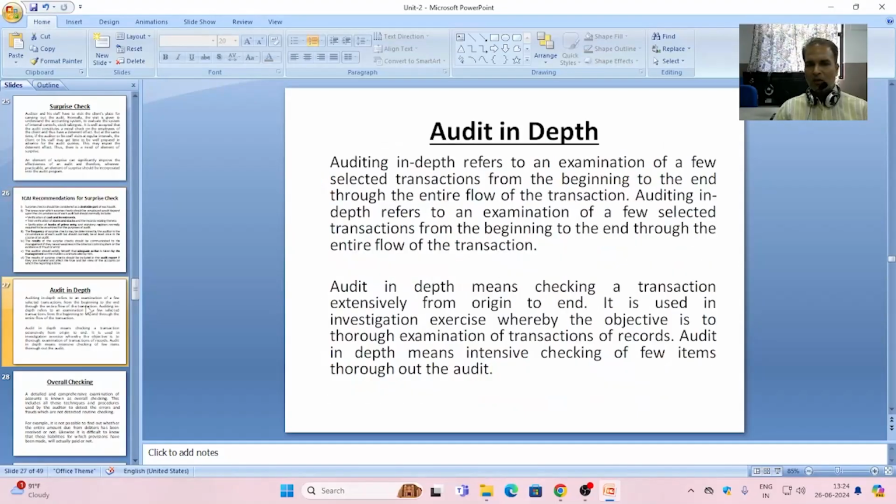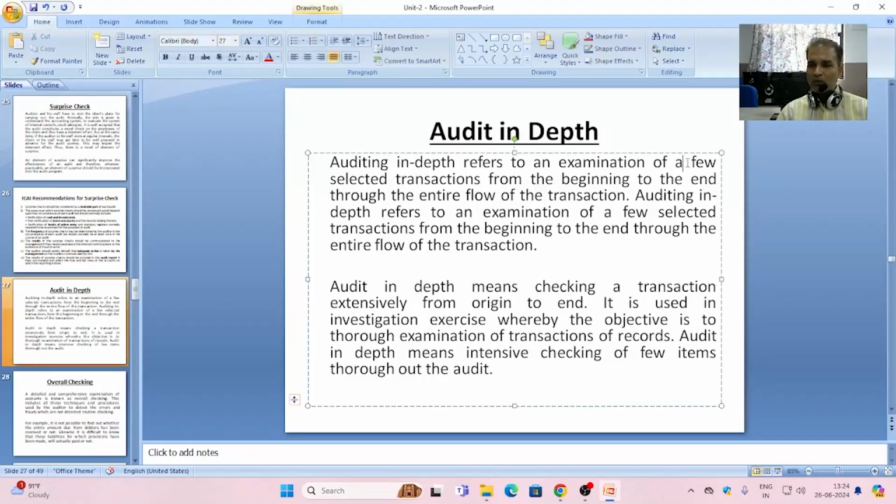The next term is audit in depth. Let me discuss the term audit in depth. Audit in depth means an examination of a few selected transactions from the beginning to the end through the entire flow of the transaction. Entire flow of the transaction means starting from the journal entry towards the preparation of financial statements.